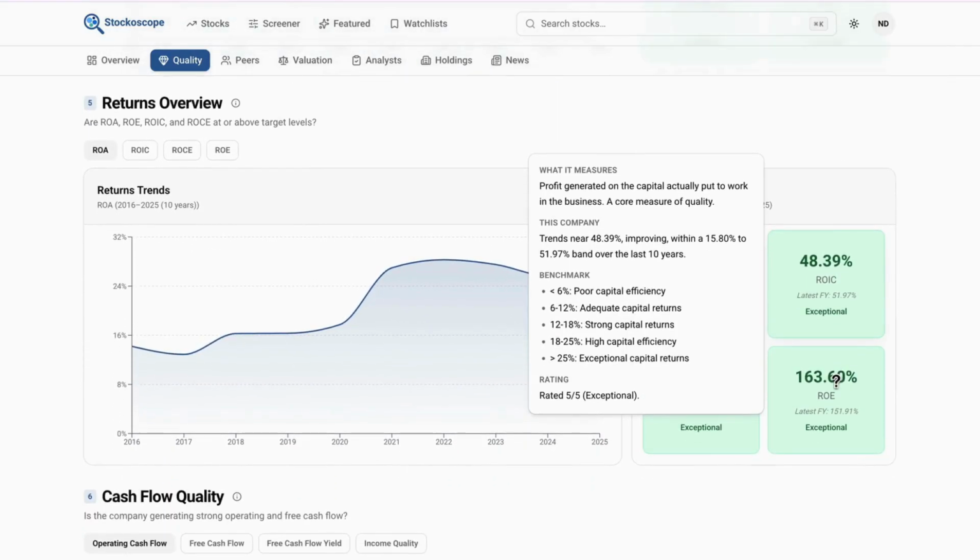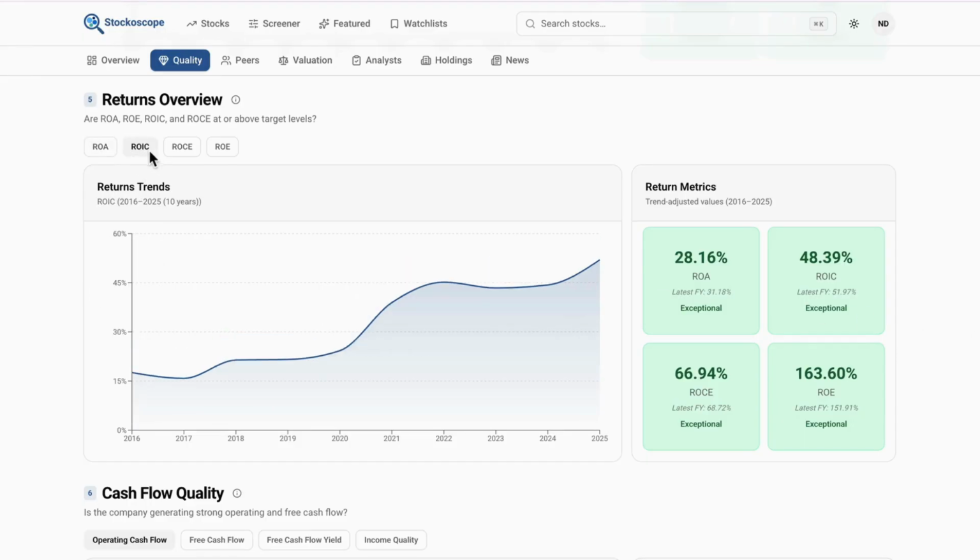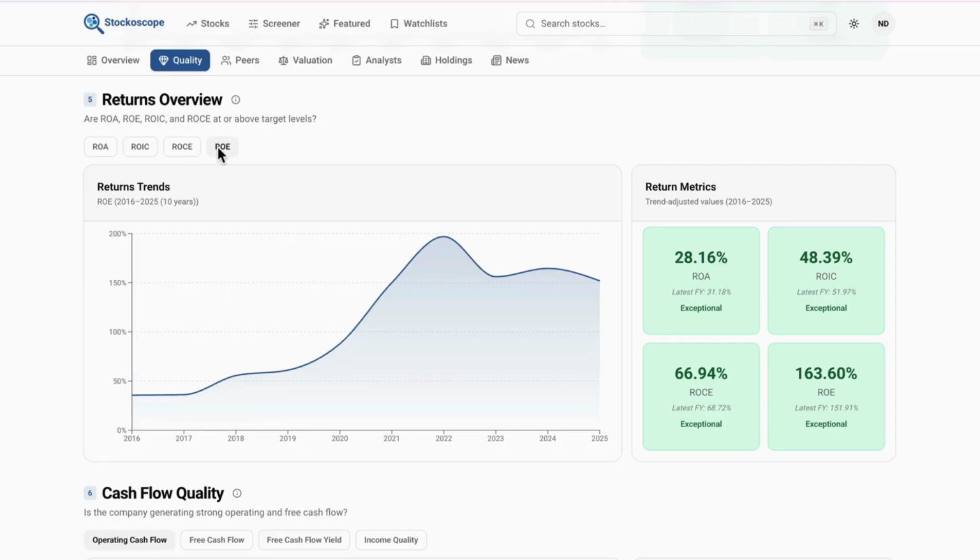Pillar 5 is the returns overview. This is one of the most important pillars. We look at return on assets, return on invested capital, return on capital employed, and return on equity. High returns indicate that management is efficiently deploying capital to generate profits.